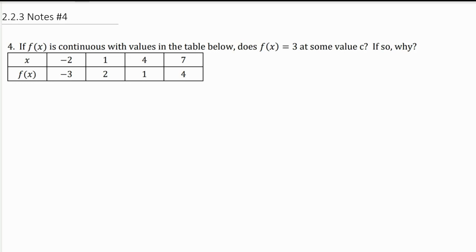So we have some points here, and if you need to, you can always graph them, which I am going to go ahead and just do. So I've got -2, -3, 1, 2, 4, 1, and 7, 4.